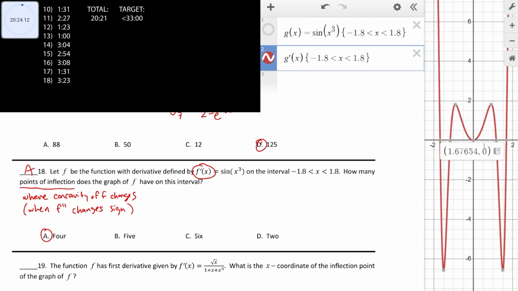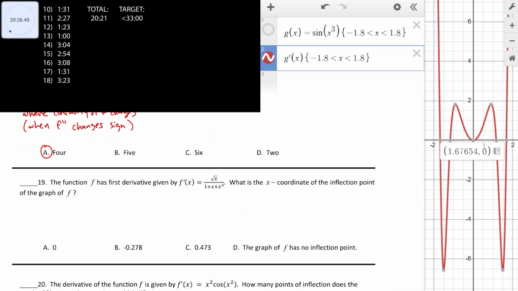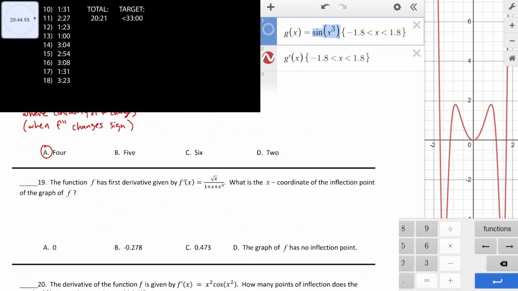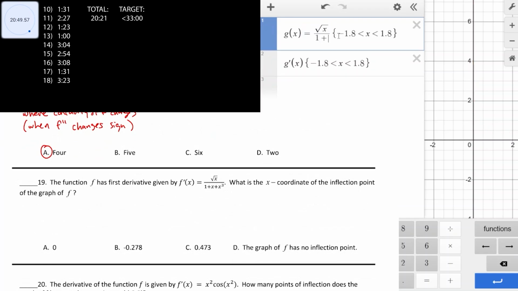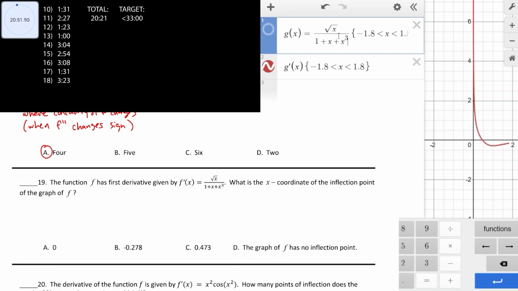Number 19 says the function f has a first derivative given. What is the x-coordinate of the inflection point of the graph? We're going to approach this the exact same way, except instead of just counting the number of inflection points, we're going to report back the x value wherever we find it. So let me change this g of x to be the equation that we're actually working with here: the square root of x divided by 1 plus x cubed. We don't have any domain restrictions, so we don't even need that.